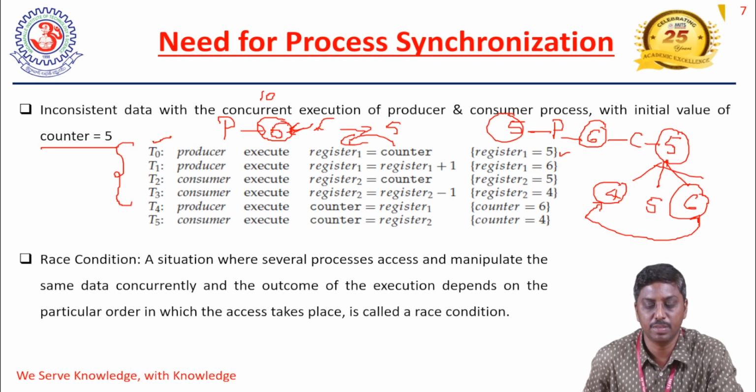Clear? Now at time T1, the same producer is running. What is the second statement? Register 1 is incremented by 1. So this statement will execute, and register 1 will get the value of 6.